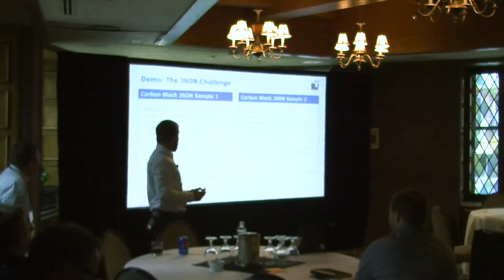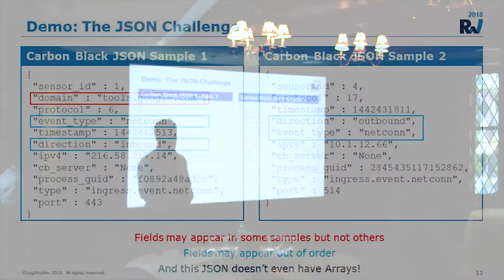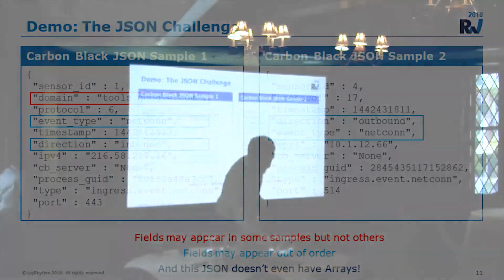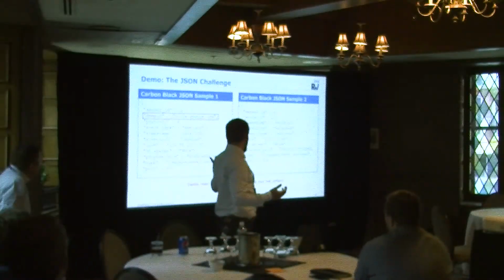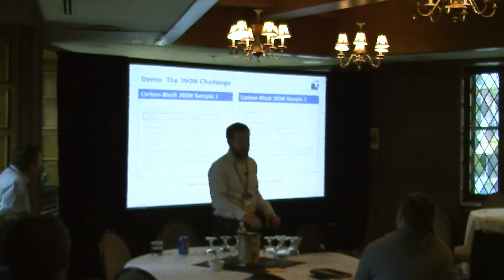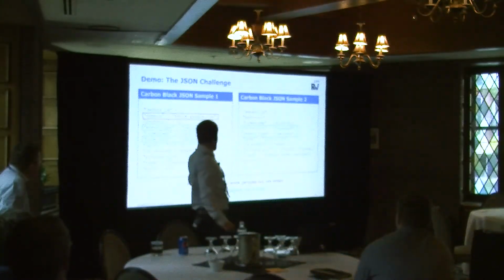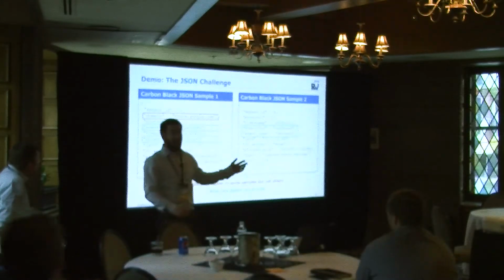Okay. So, my first demo is going to be all about just regular old JSON. So what I have up here is some Carbon Black JSON, side by side, two log samples, something you might find in a syslog message or a flat file. And the first thing that I want to highlight here is that domain is a field that appears in the first sample but not the second sample. In addition, we have some fields here that are out of order. Event type appears first in one log and second in the other.